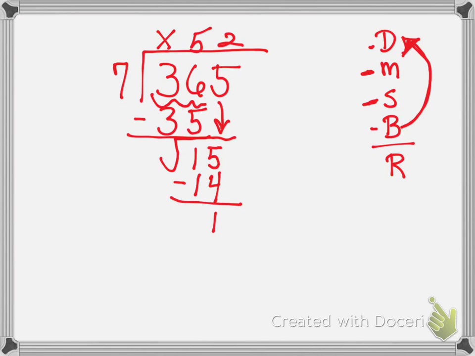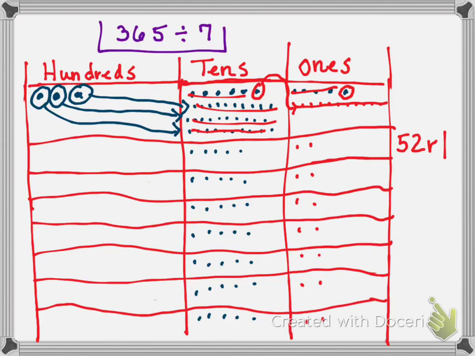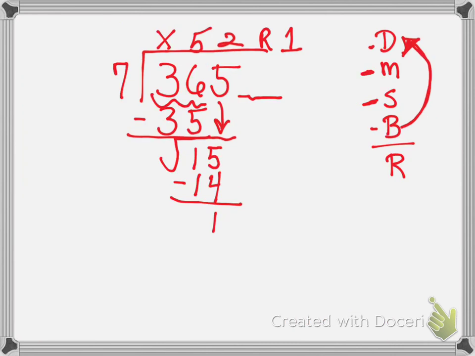How do we know it's a remainder? Because there's nothing left to bring down. So this again is 52, remainder 1. Just like we did over here in the place value chart. 52, remainder 1. We get it in the long division.